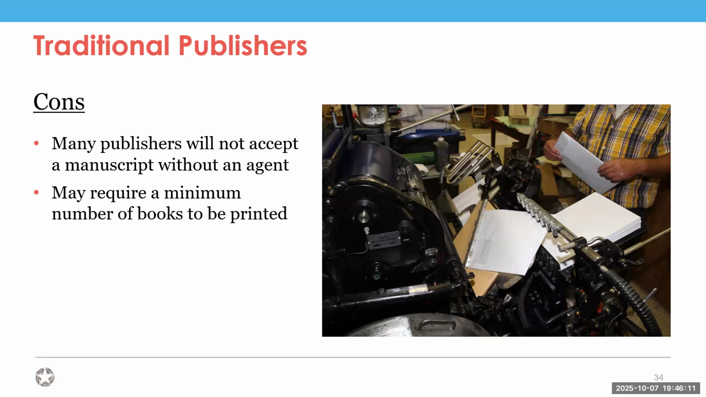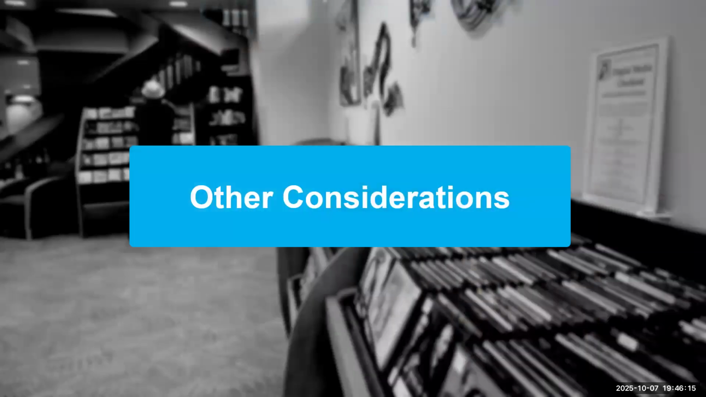Some other considerations. Regardless of what path you may choose, you've got some additional costs. Like, do you want an ISBN number? That's the International Standard Book Number.